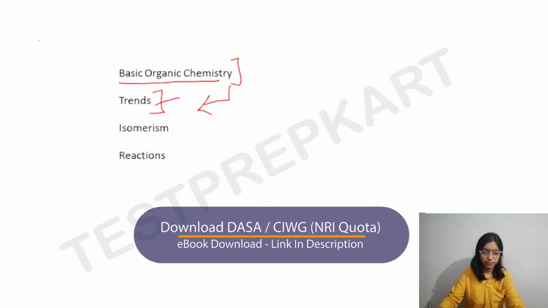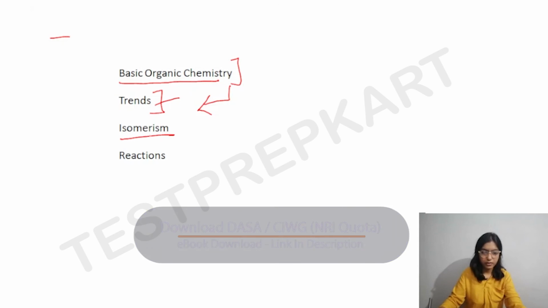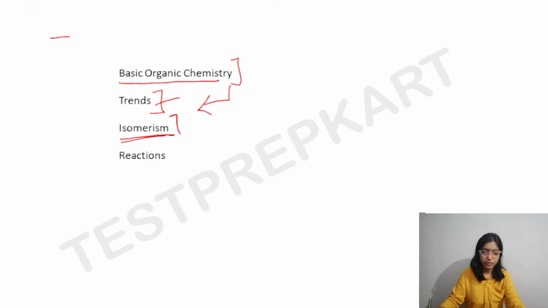Now isomerism. In isomerism, you need to study the concepts. Then you need to visualize 3D structures and practice all these questions. Isomerism is important right now for section B because numerical questions can come, like the number of isomers. In section B also, isomerism is important.